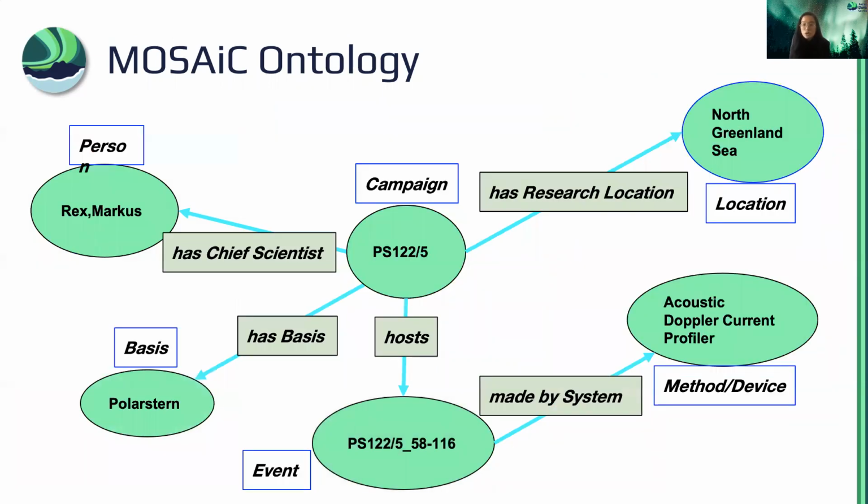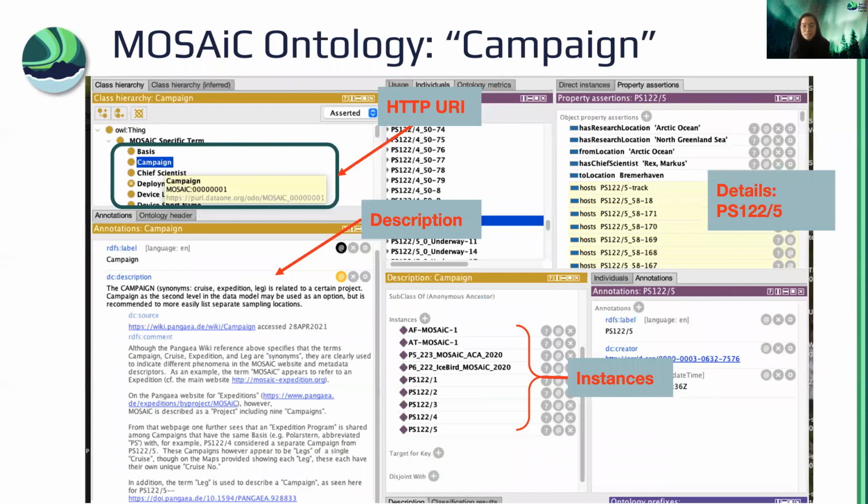Relationships among types are also defined in the ontology. For example, campaign PS122/5 has a basis Polarstern, a chief scientist Rex Marcus, and a research location of North Greenland Sea. All the terms in the ontology have unique HTTP URIs and can include descriptions, relationships, and instances of the class.